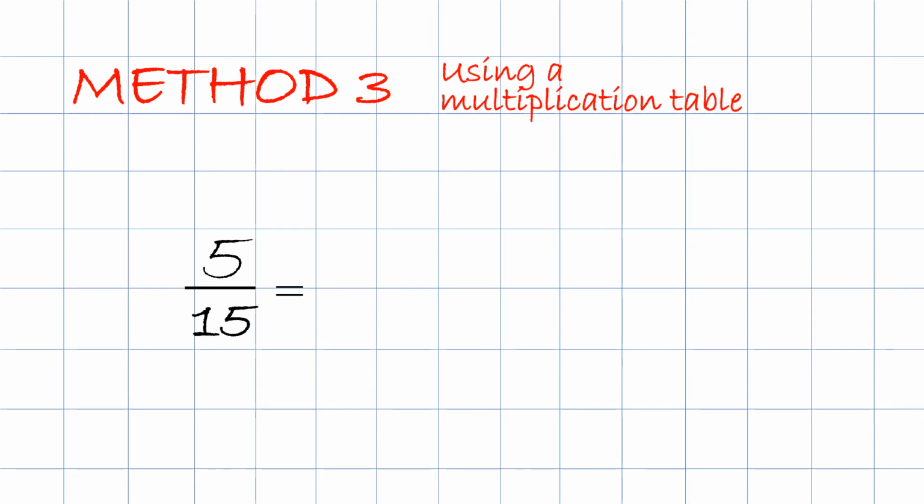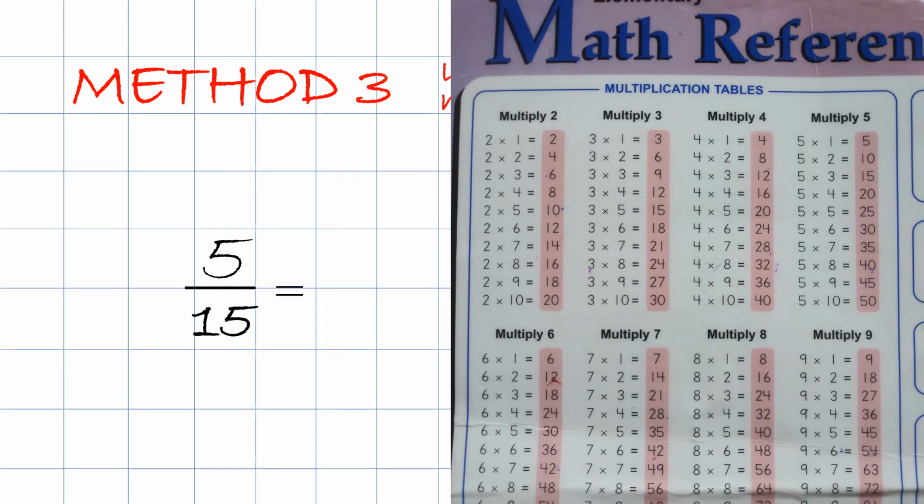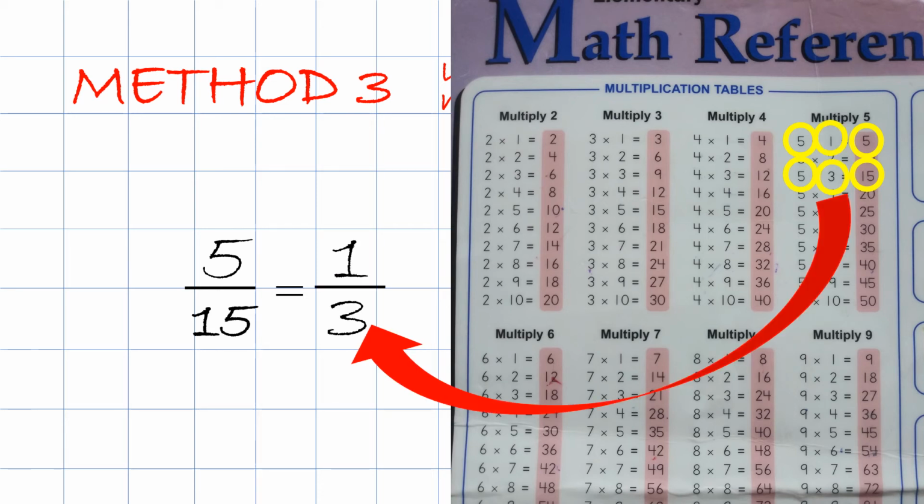And here we have method number 3, where we use the math reference chart, the multiplication table. And what we have to do is find a 5 and a 15 in the answer column. And since 5 and 15 are prime numbers, there's not a lot of them. If you look at the multiples of 5, this is the only place where you are going to find a 5 and a 15 in the answer column. When we divide by 5/5, the answer is 1/3.